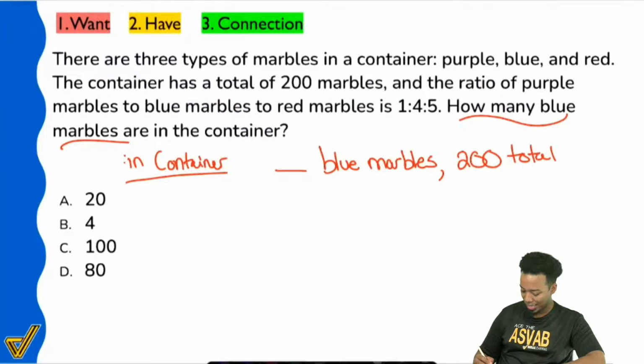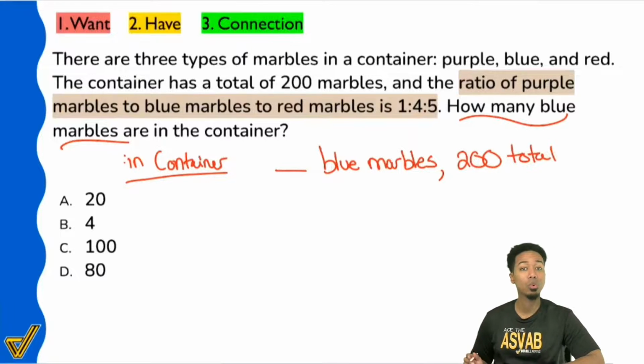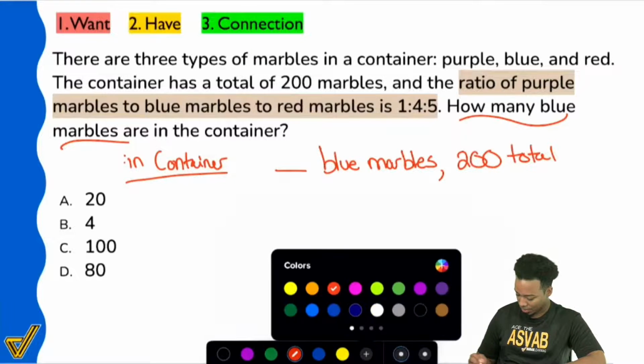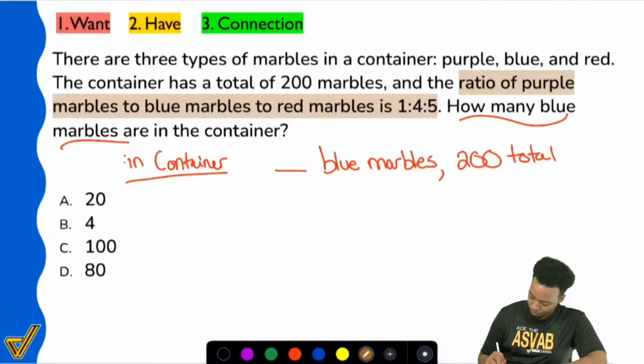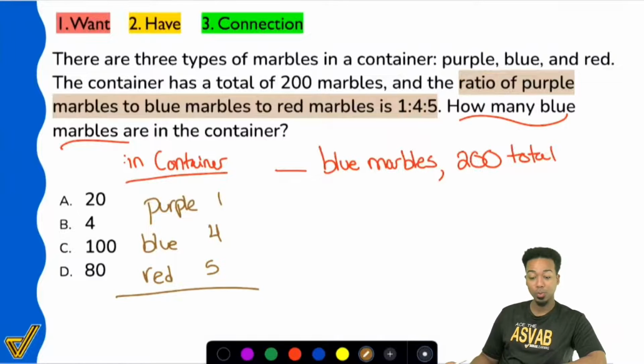Let's make sure we highlight that so we can really extract that information the correct way. So the ratio of, again, purple to blue to red is 1 to 4 to 5. If I write that down, let me just go ahead and grab brown there. I'll say, purple, that ratio is 1. For blue, that number is 4. And then our red is going to be 5. So once we have that going on, my party people, okay, cool.